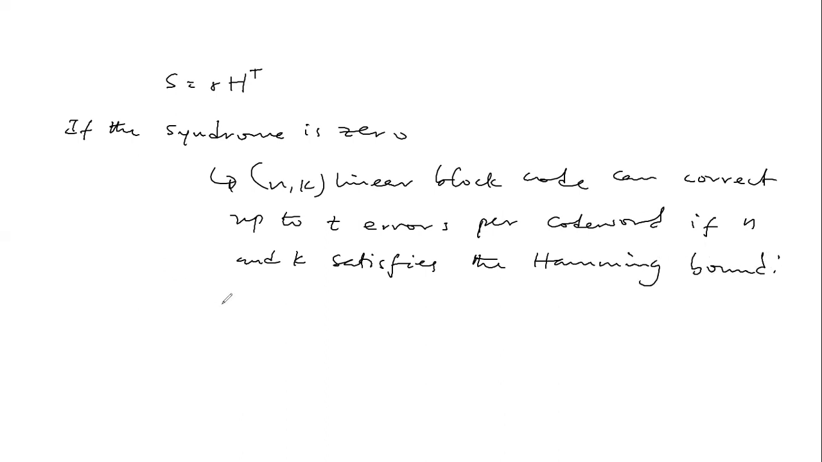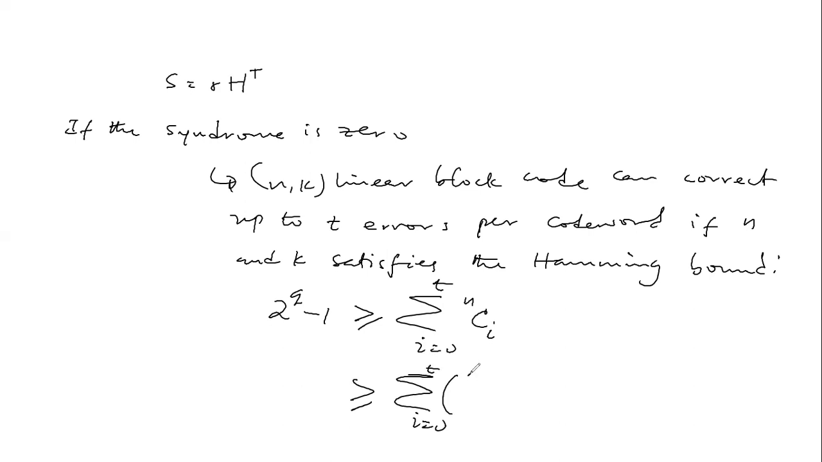And what is that Hamming bound? We have 2 to the power of K minus 1 greater or equal to sigma I equal to 0 to T, N combination I. And this could also be written as sigma I equal to 0 to T, N combination I, where I takes on values from 0 all the way up. And here Q is the same as the parity check bits, which is N minus K, okay?